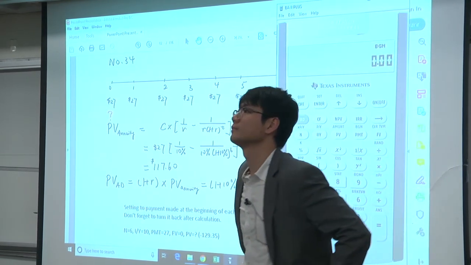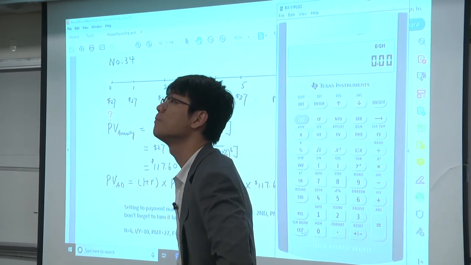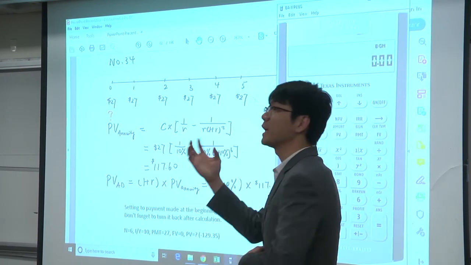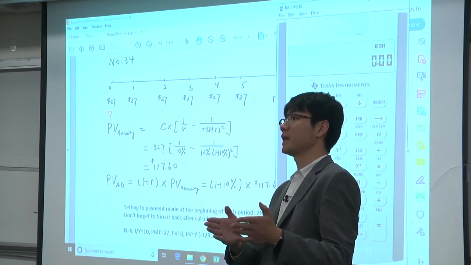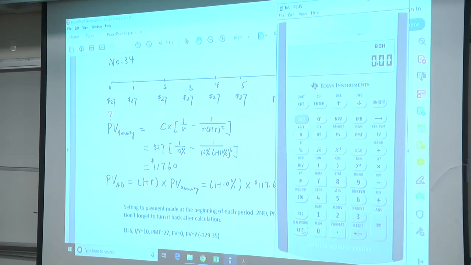So that's because we're doing the annuity due, right? For annuity due, it's beginning payments. Annuity gives you the payment at the end of the year, but annuity due is at the beginning of the year. So we're using beginning mode in this calculator, okay? So now, it has 6 years, right? Interest rate is 10%. Payment is 27. There's nothing for future value, and we compute the present value.